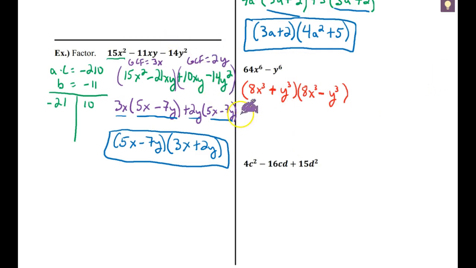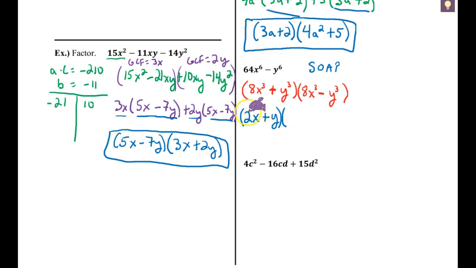Alright, so when we factor a sum or difference of cubes, we have to figure out what is being cubed. So what times itself 3 times would give me 8? That is 2. 2 times 2 times 2. And what times itself 3 times would give me x cubed? X. X times x times x would give me x cubed. Then we have the same sign. Remember, we're going to use that SOAP acronym to remember the signs. So same sign. And then what times itself 3 times would give me y cubed? Y.